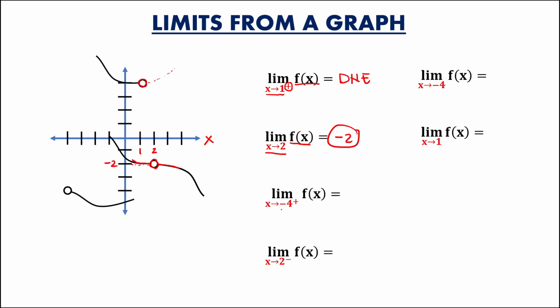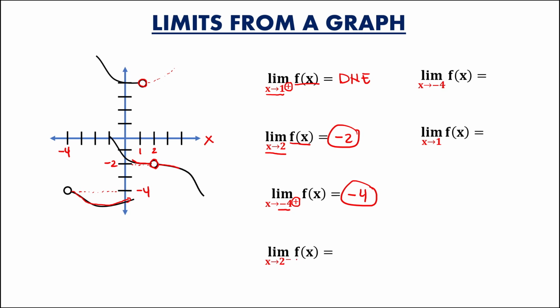Then for this limit of a function as x approaches negative 4, this is x = negative 4, then positive, so from the right, and this is the right side limit. So this limit is equal to negative 4.